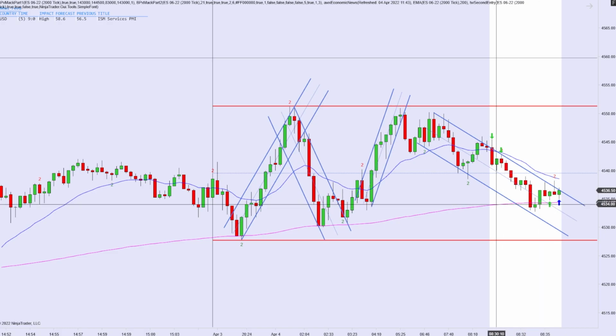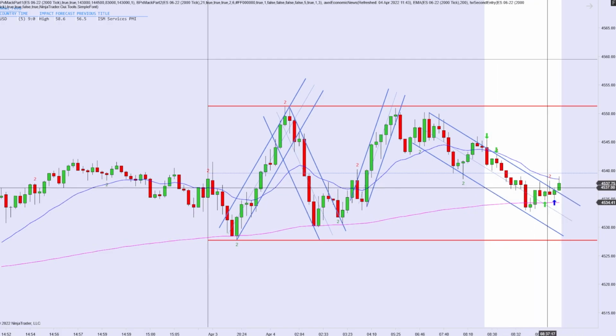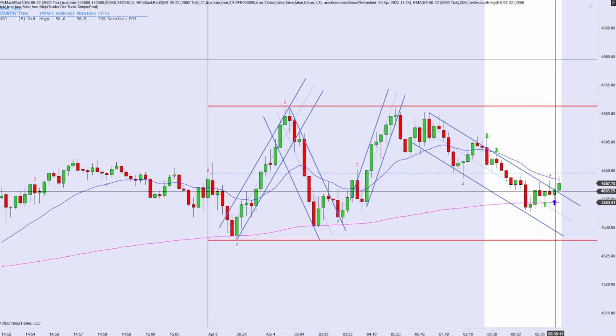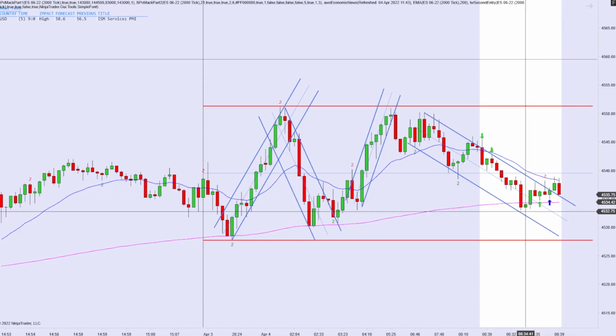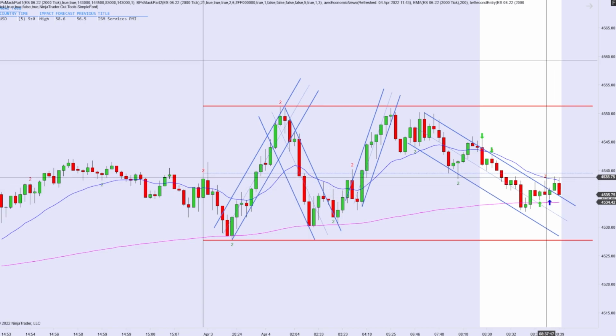We're getting that rejection off the support. So I'd look at potentially going long here. If you enter on 7 and you get out at 9, that's a 2-point move right there. This next bar prints and you have a new low, first entry short, second entry short that fails.